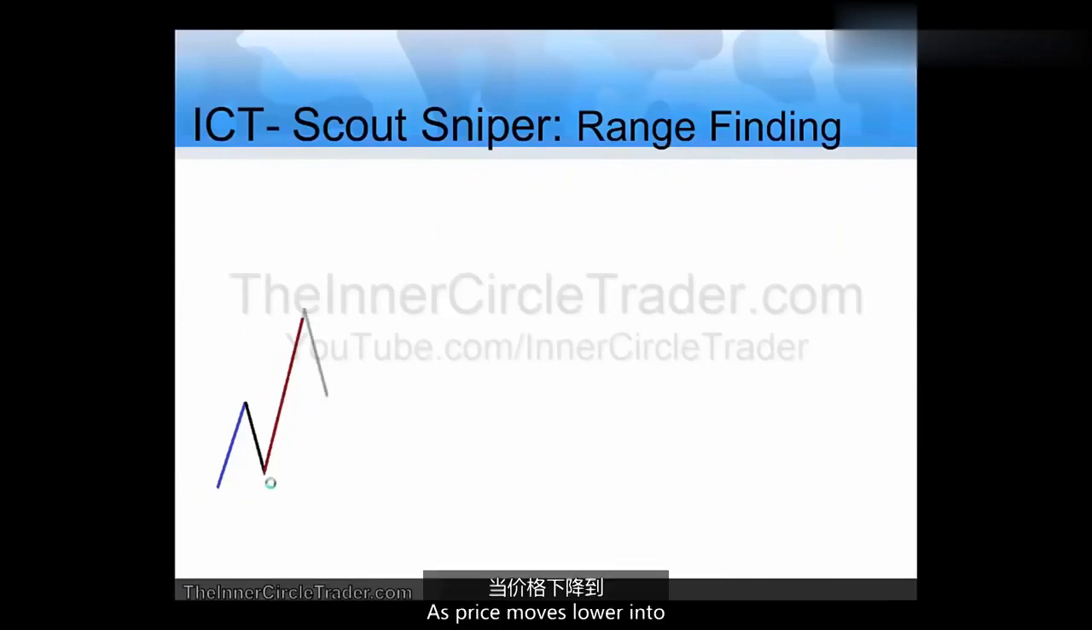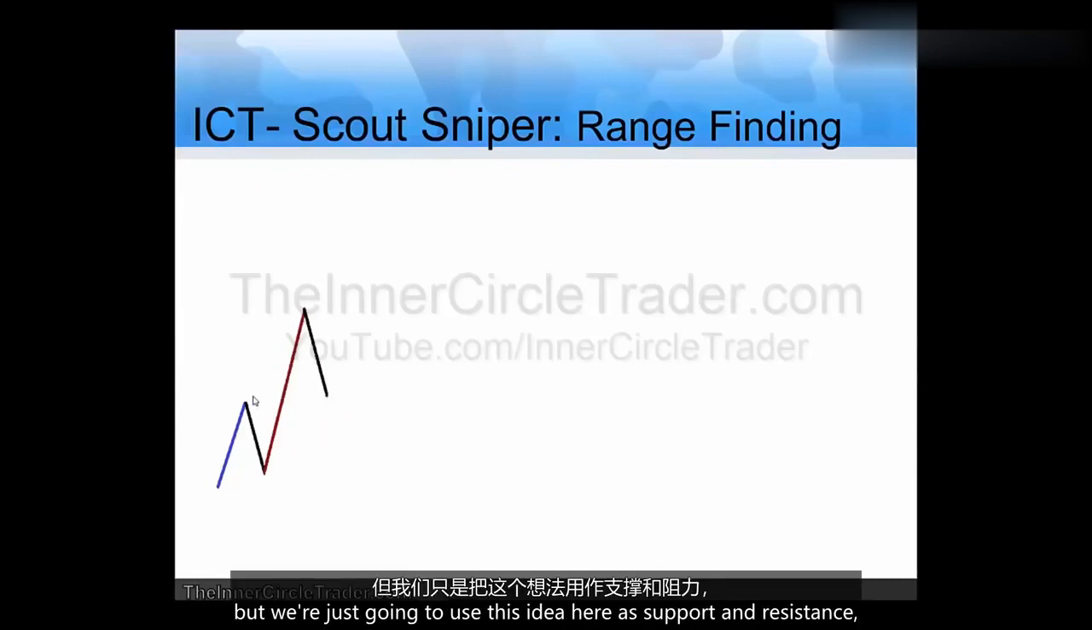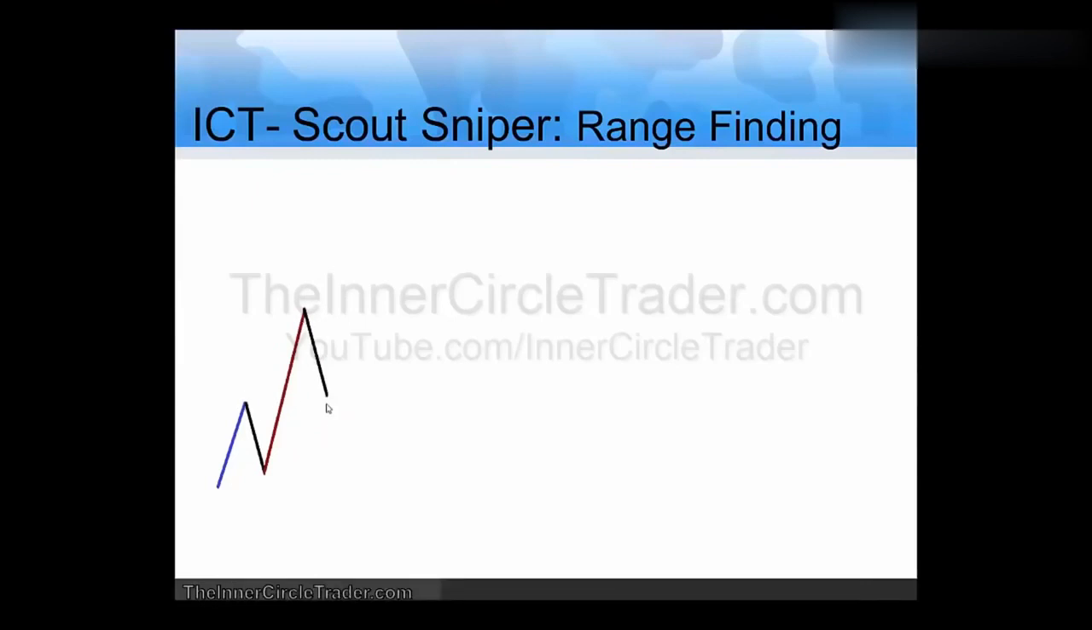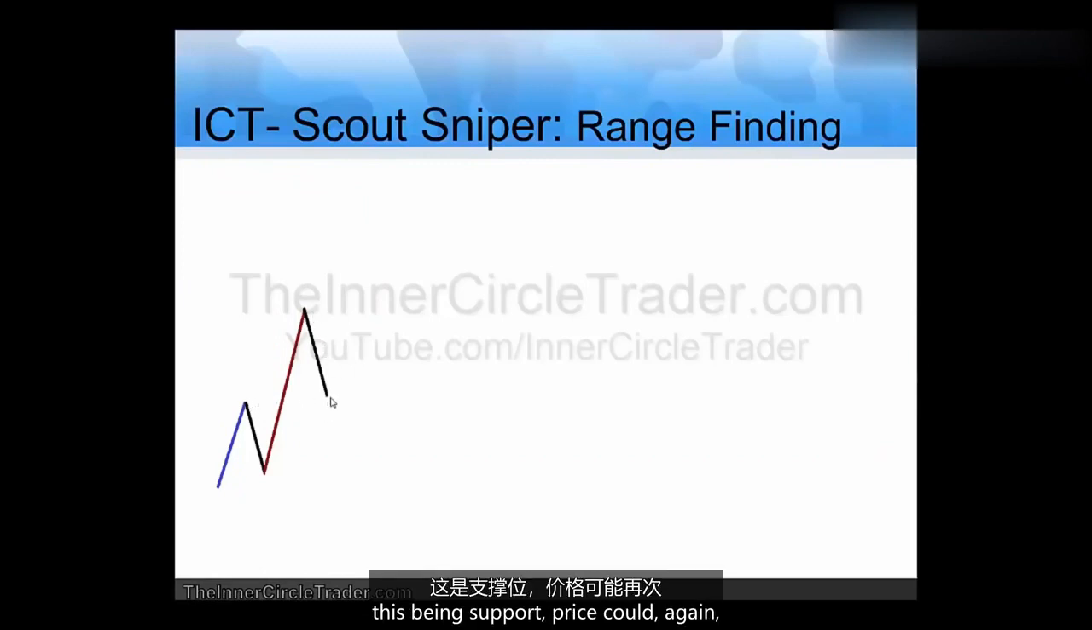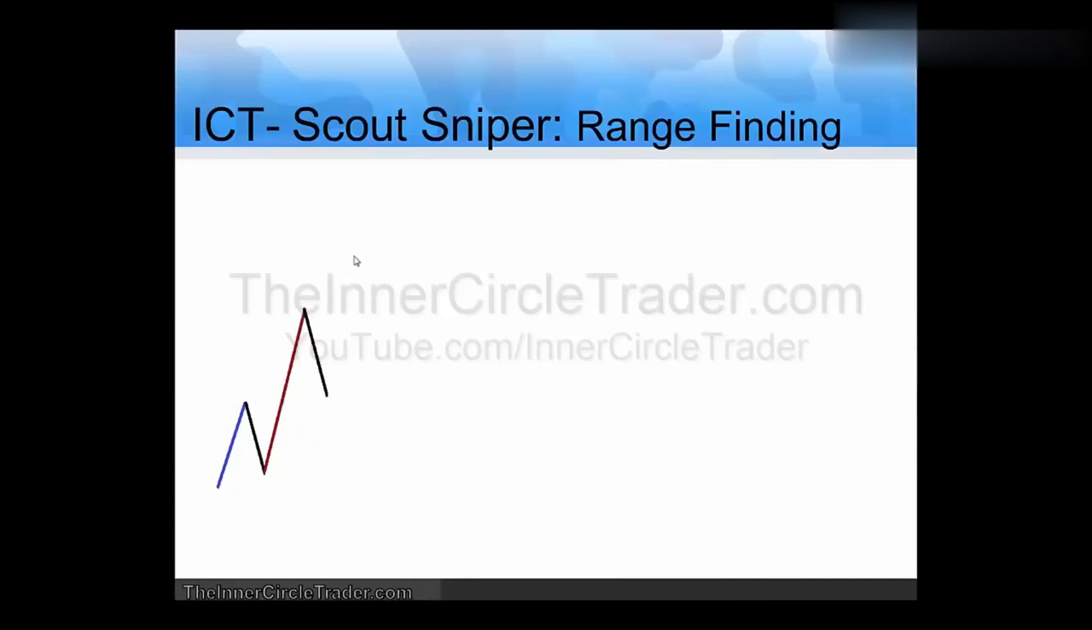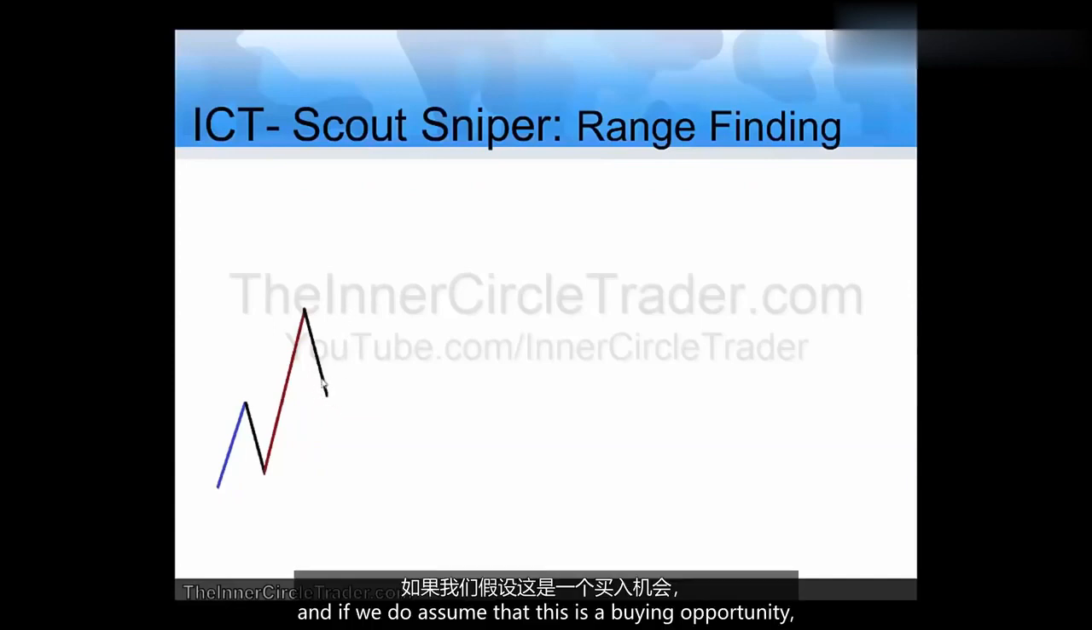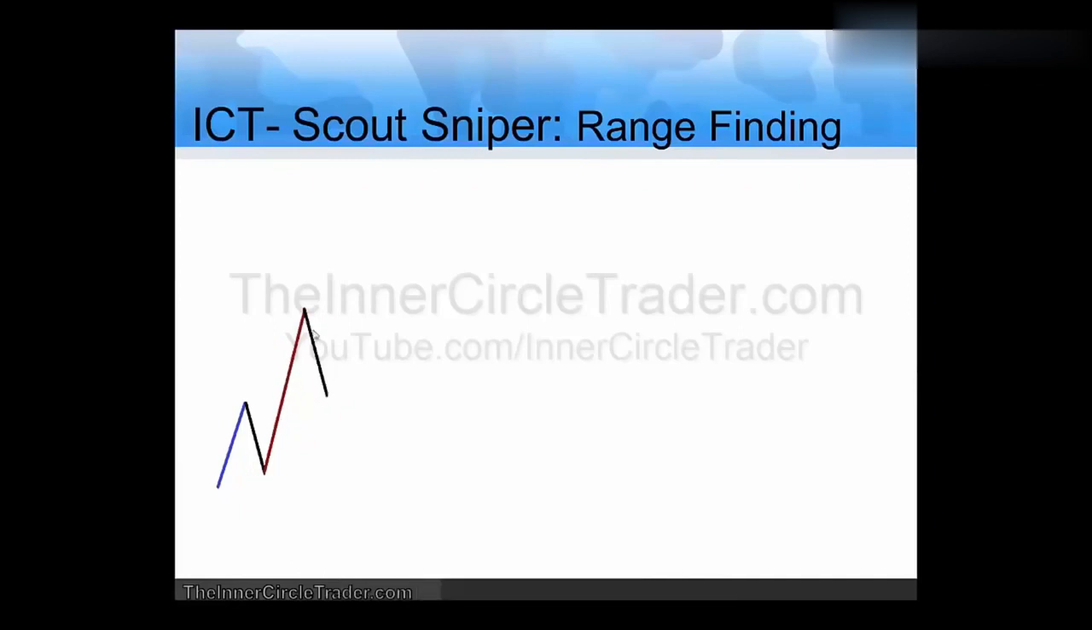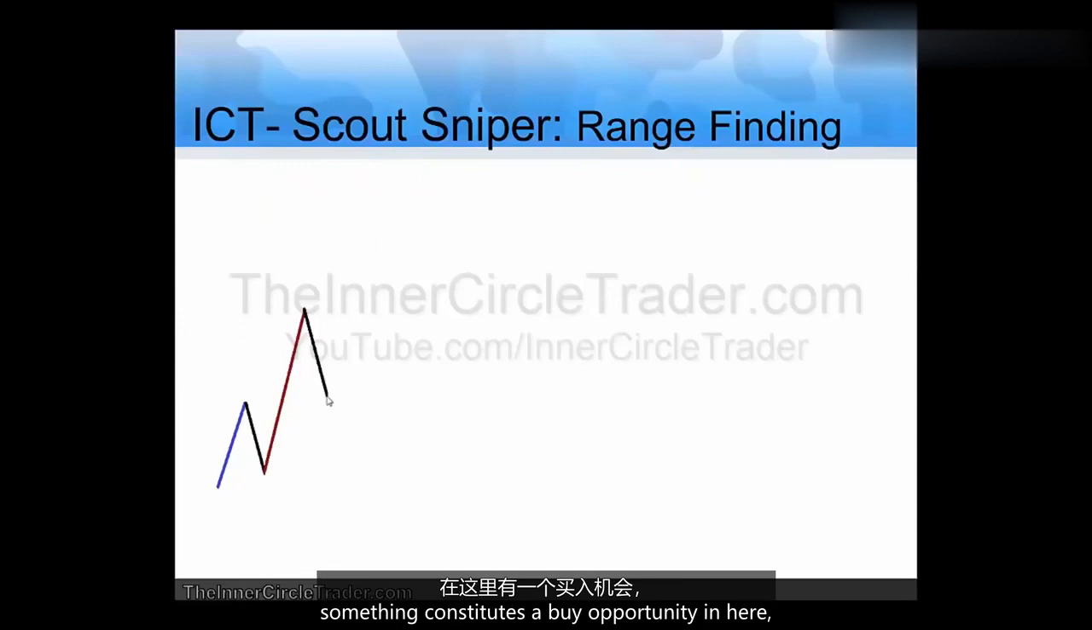Okay, as price moves lower into a deeper retracement of this impulse move, so we have this, again, this retracement lower within this range here, okay? It could go deeper, yes. Okay, it could retrace deeper, but we're just going to use this idea here as support and resistance. And with this likelihood of this being support, price could, again, move higher. And if we do assume that this is a buying opportunity, okay, maybe there's an order block over here and there's a consolidation within this leg up. Something constitutes a buy opportunity in here.